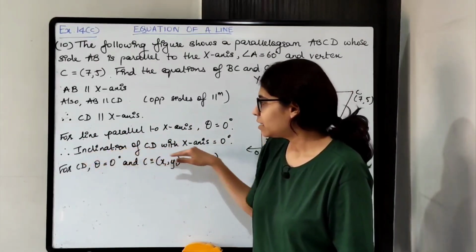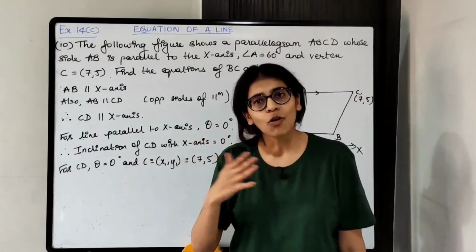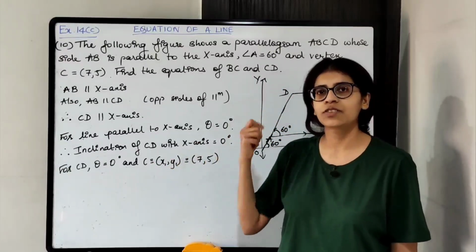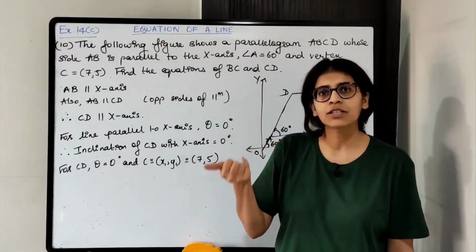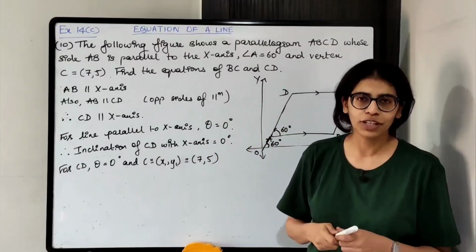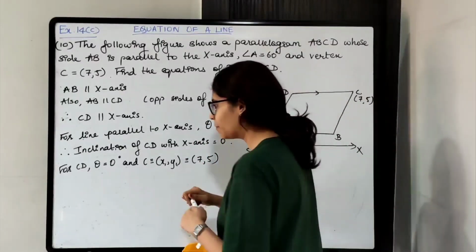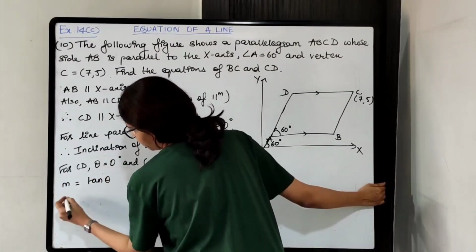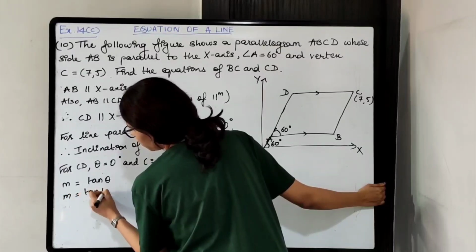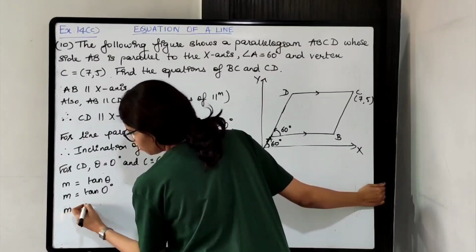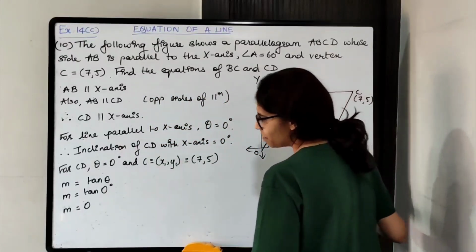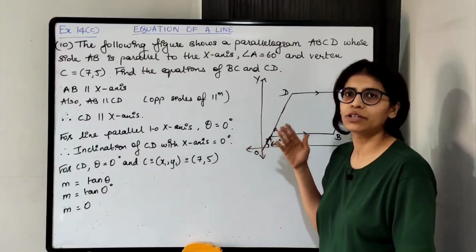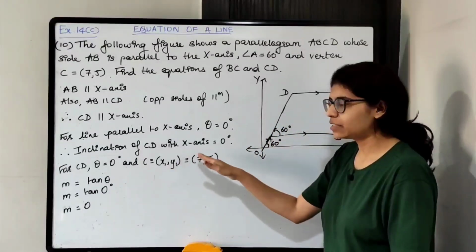So we'll write this. After this, we have all the information. Theta is known, the coordinates of the point are known. So first we'll find out the slope. Once you get the slope, you can easily find out the equation of the line. So let's find the slope. M is equal to tan theta. That is M is equal to tan 0. What is tan 0? 0. Okay. So what will be the equation of the line? It will be y minus y1 equals m into x minus x1. We'll make the substitutions over there.